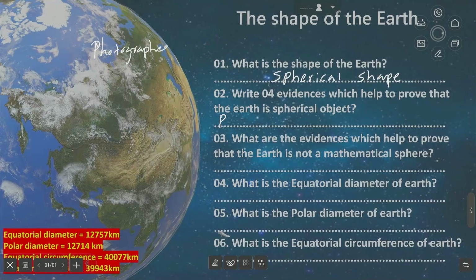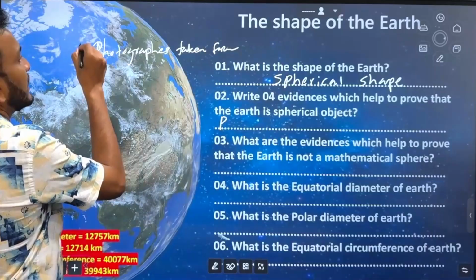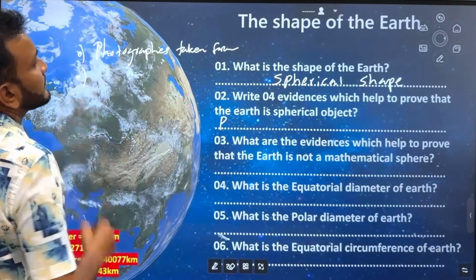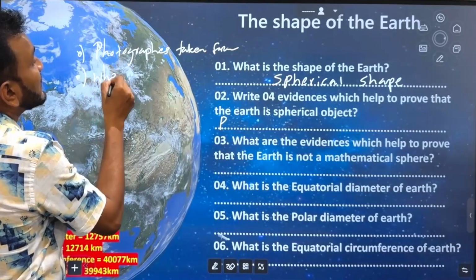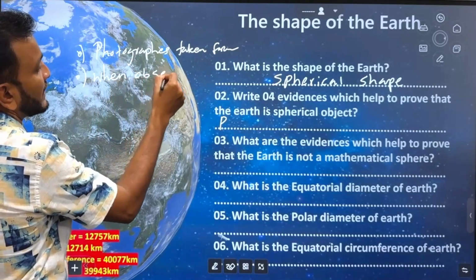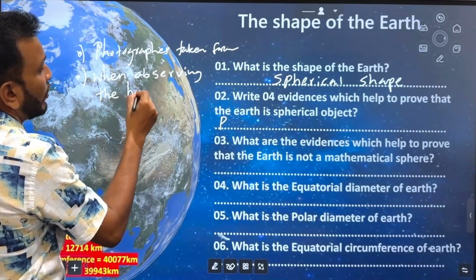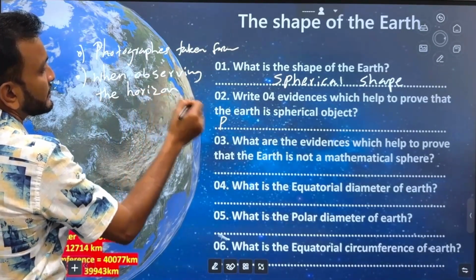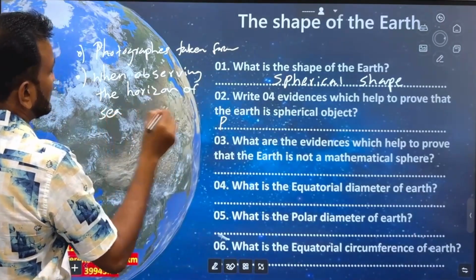Photographs taken from the space. Number 1. Number 2. When observing the horizon of the sea. Horizon means the horizon of the sea.